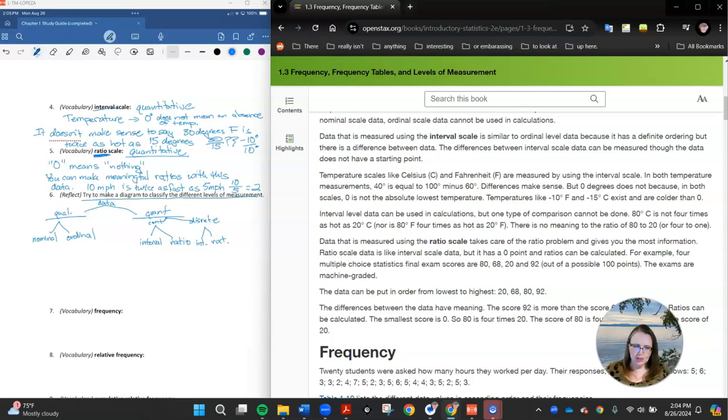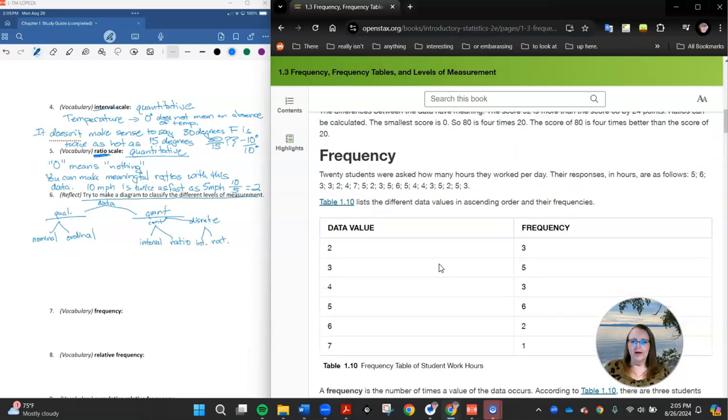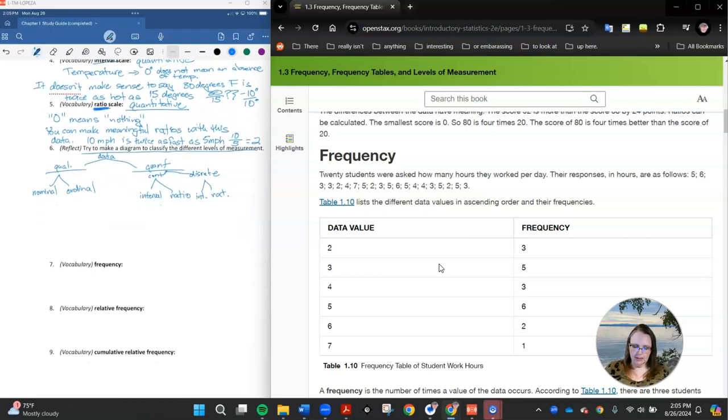You can choose to think about it however you want to think about it. It is entirely up to you. Okay, onward. Frequency. This is the last bit of this section.